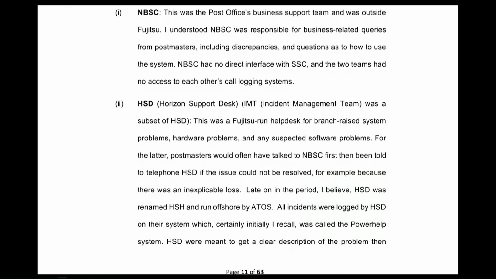In the paragraph above, when you're dealing with the MBSC, you say in the last line the MBSC had no direct interface with the SSC, and the two teams had no access to each other's call logging systems. Yes. Why did you have no access to the MBSC call logs? I presume because they were part of a completely separate organisation, because they were run by Post Office. Would it have been beneficial for you to have had access to the actual logs to see what sub-postmasters were actually saying?